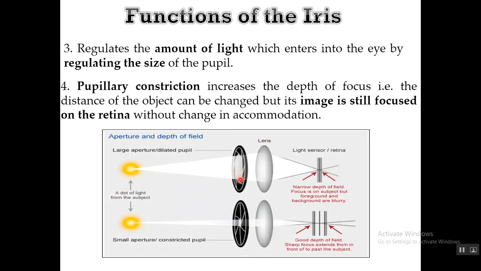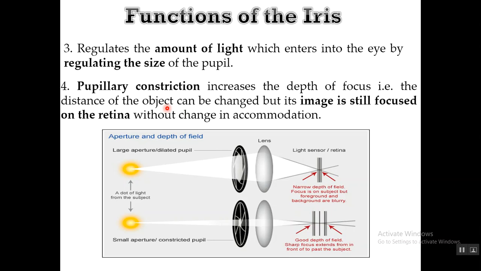So like this. Here the pupil is dilated and here the pupil is constricted. Look at this. This is the depth of focus. Here there is no depth of focus, but here you have a depth of focus. In this condition you can move the object nearer to the eye or farther away from the eye, and the image is still formed on the retina, and you see it clearly. So pupillary constriction increases the depth of focus.